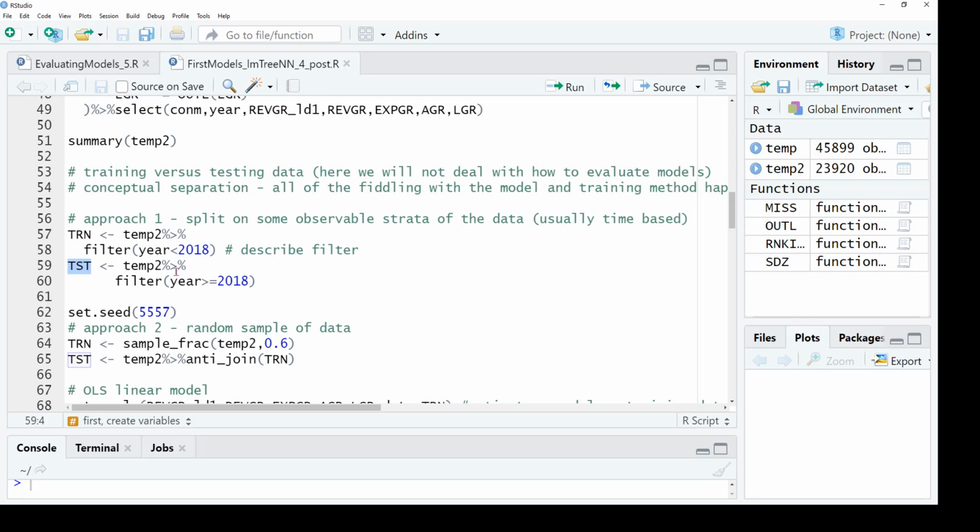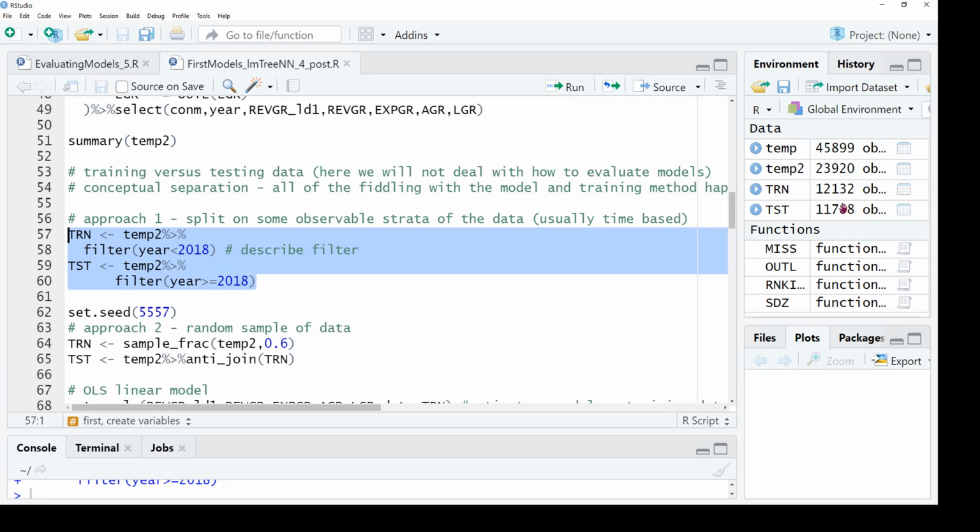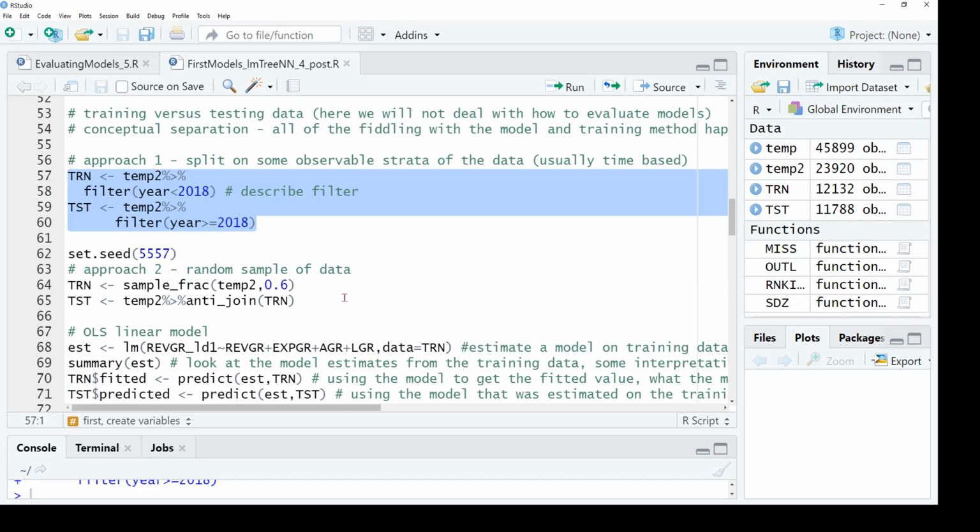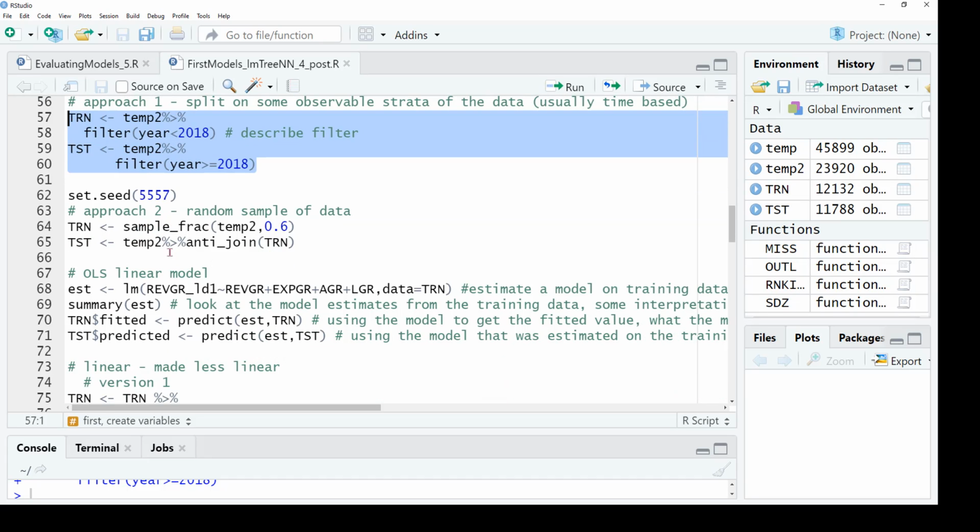And there are multiple ways we can split up data into training and testing. Here I'm doing it by year. So the training data, I pull out only years before 2018. So that would be 2016 and 17. And for the testing data, I'm going to only pull out years after and including 2018. So that would be 2018 and 2019. So I run this. Now I've got two data sets that I can work with. There are other ways we can do that. The way I will use for the rest of the video is this random sample. So let's look at that.